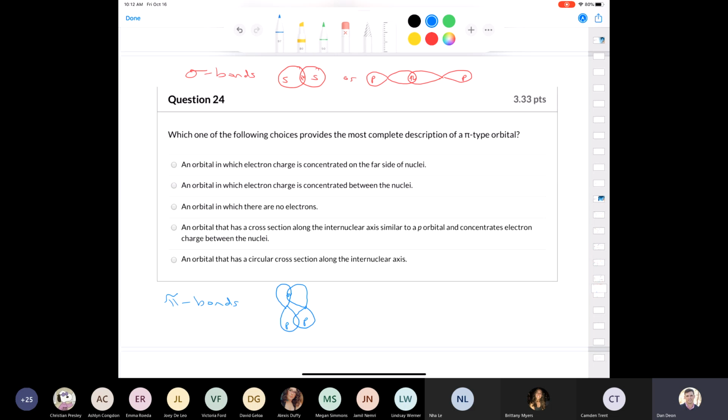And so if you look at all these, the first one says an orbital in which the electron charge is concentrated on the far side of the nuclei.